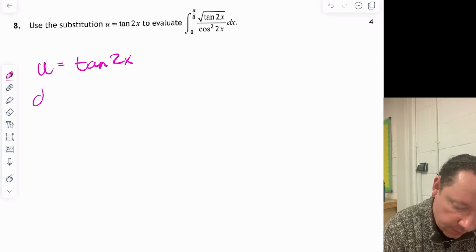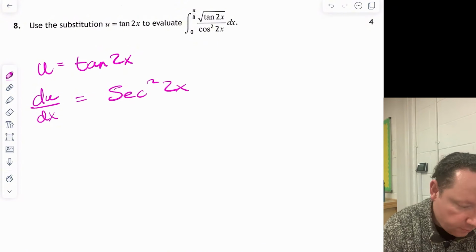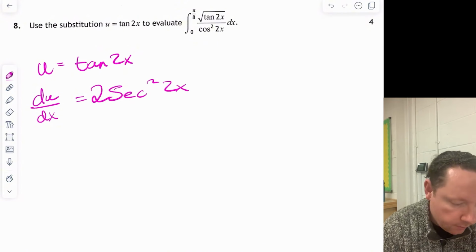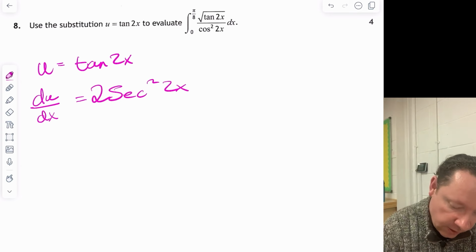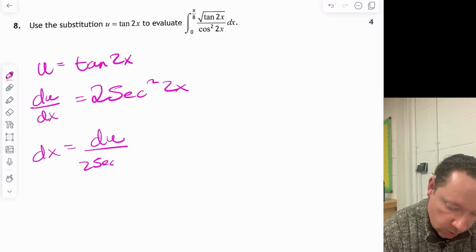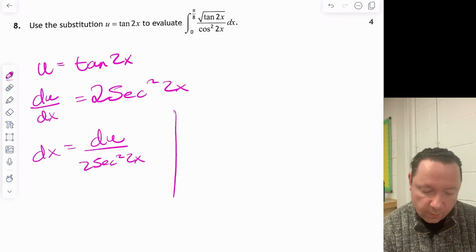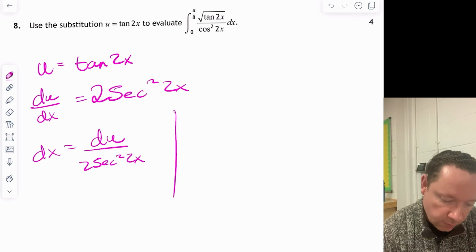du by dx. Well, sec squared 2x. Start the exam paper if you don't know, times it by 2 because of the chain. So that means that dx times that is du. So dx is du over 2 sec squared 2x. Now you might not be able to see what's going on, so just sub it in and see what happens. So let's have a look.